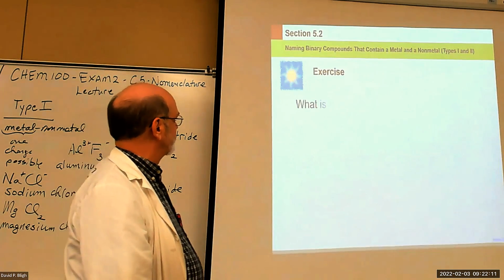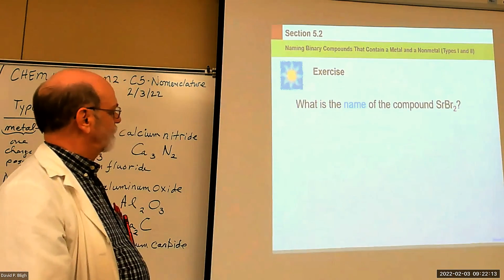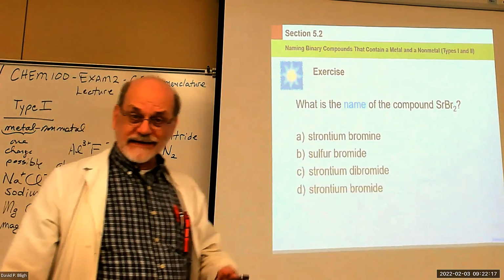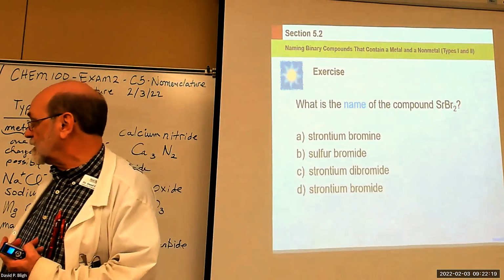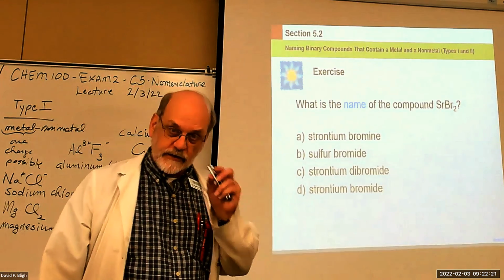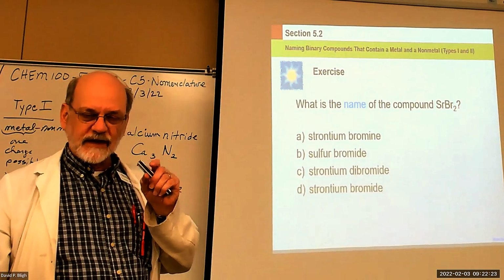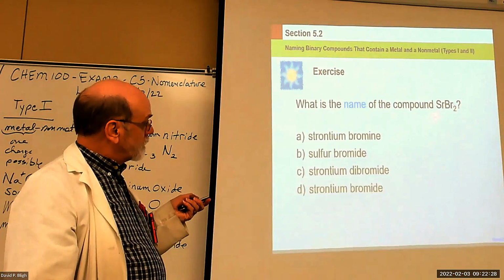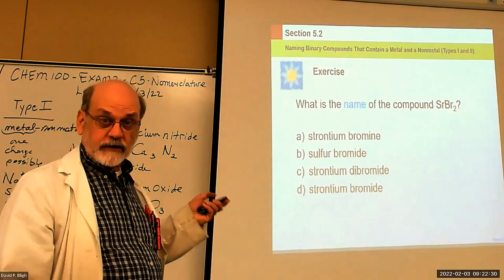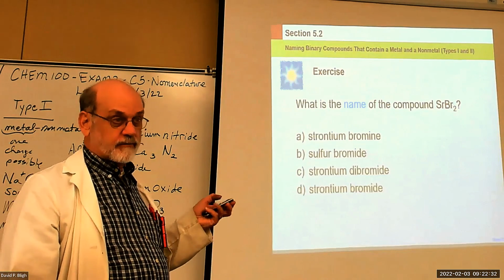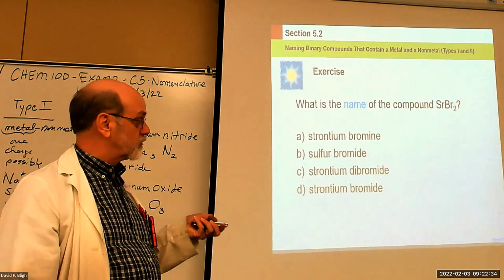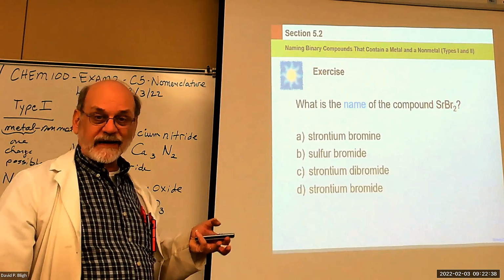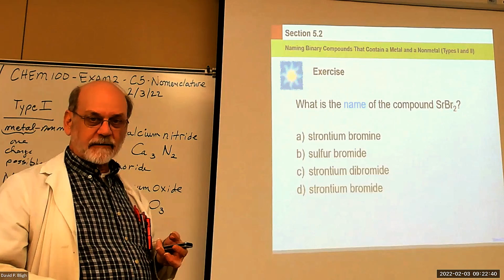Okay, strontium is an alkaline earth, so it has a 2+ charge. Bromine is a halogen, it has a -1 charge. So you would say, and that's written correctly. You ought to be checking that too, to be sure it's written correctly. Then strontium bromide will name this compound.